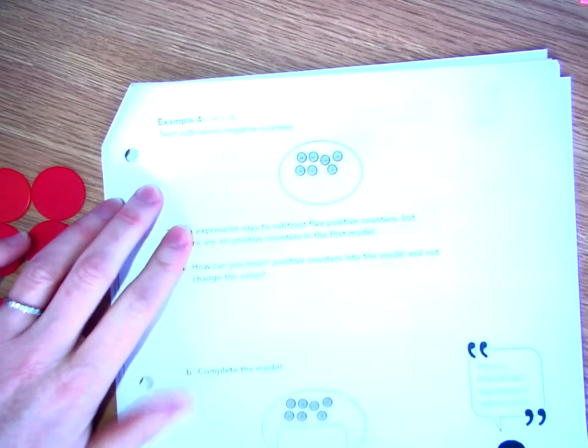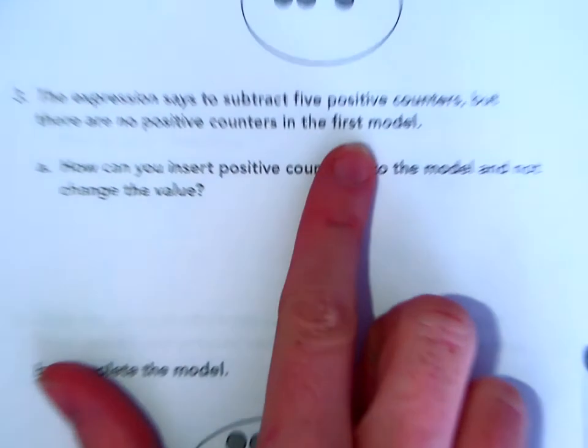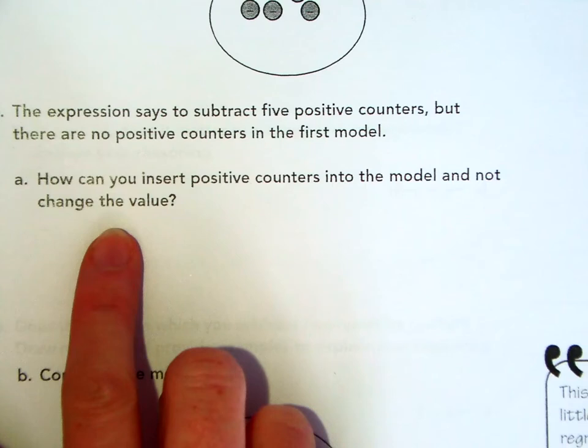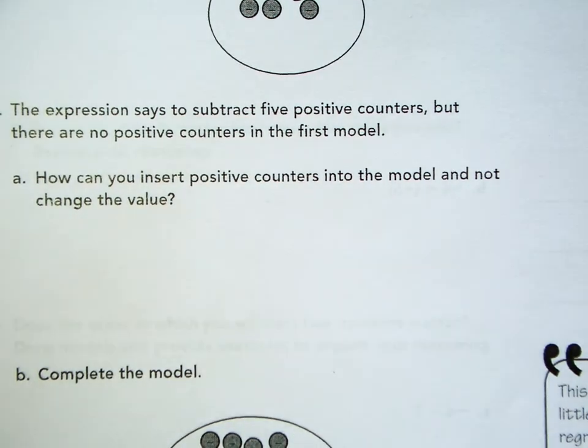How would you illustrate that? Start with 7 negative counters. The expression says to subtract 5 positive counters, but there are no positive counters in the first model. How can you insert positive counters into the model and not change the value? You can insert 5 zero pairs.